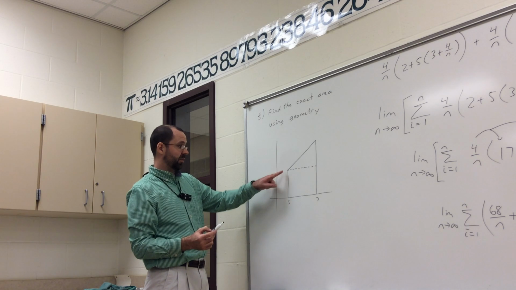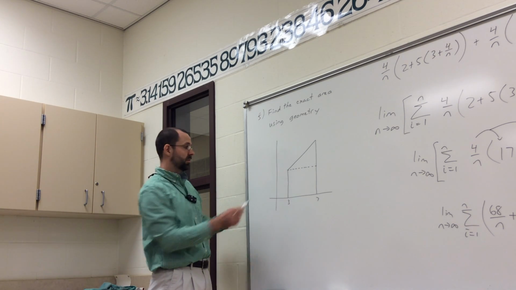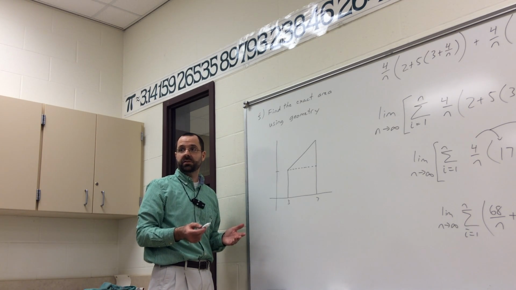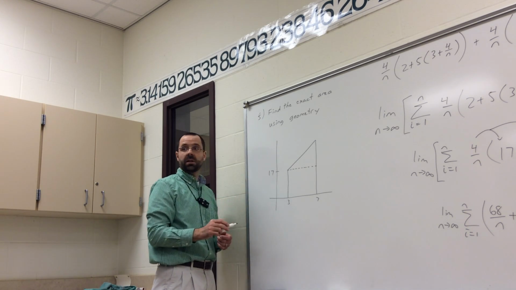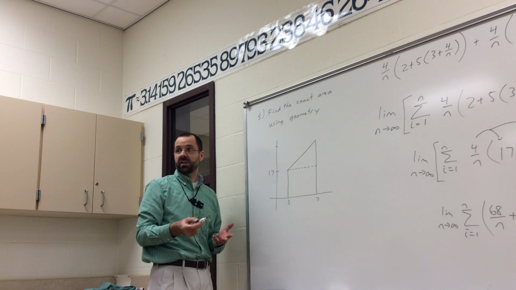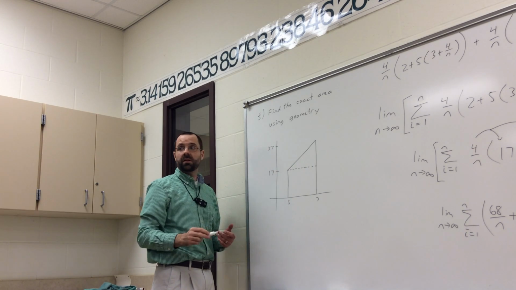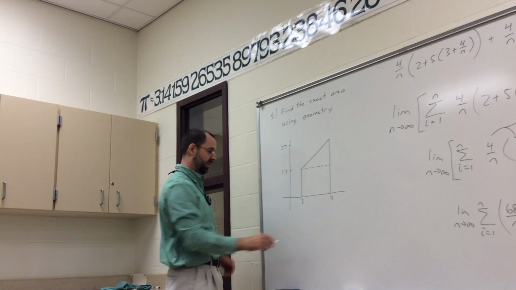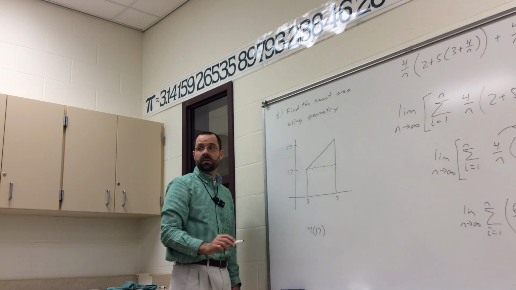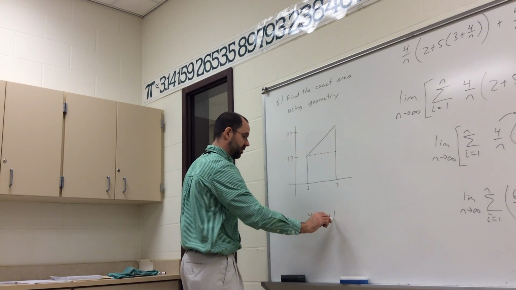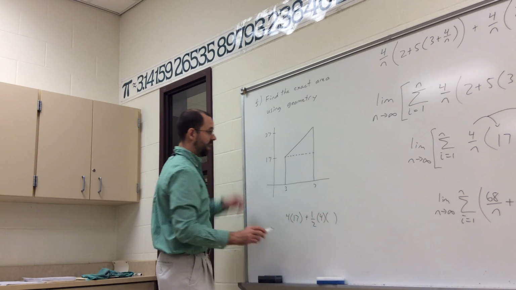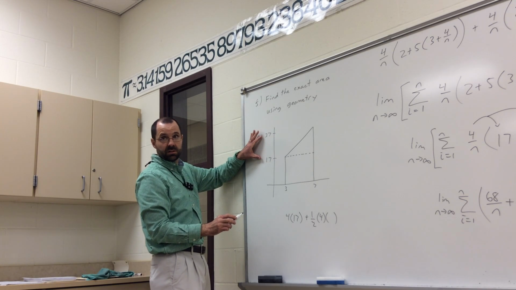So I'm going to plug 3 into the function to figure out how tall this is. It's 17, right? 5 times 3 plus 2. Then I'm going to plug 7 into the function. It's 37. 5 times 7 plus 2. So the rectangle that I'm looking at the bottom has width 4 and height 17. And then the triangle has base 4 and height 20. See where I'm getting the 20?